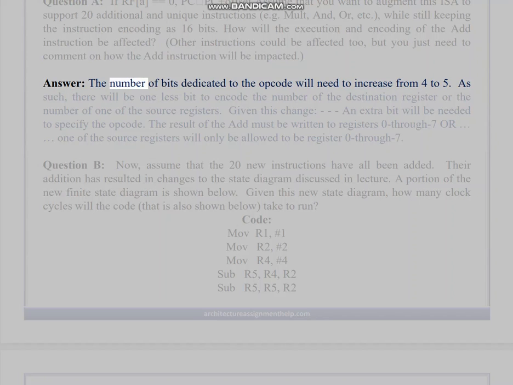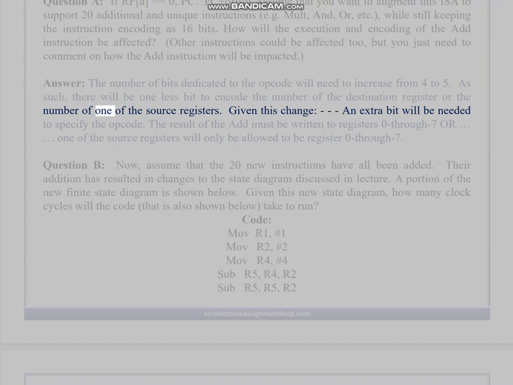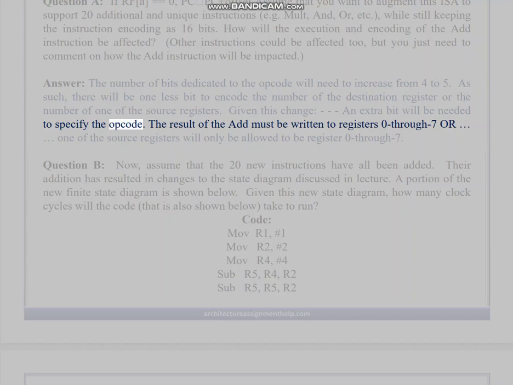Answer: the number of bits dedicated to the opcode will need to increase from 4 to 5. As such, there will be one less bit to encode the number of the destination register or the number of one of the source registers. Given this change, an extra bit will be needed to specify the opcode. The result of the add must be written to registers 0 through 7, or one of the source registers will only be allowed to be register 0 through 7.